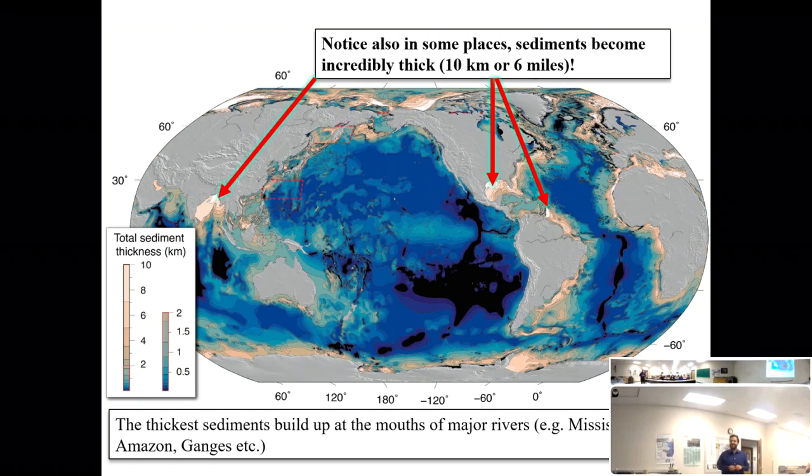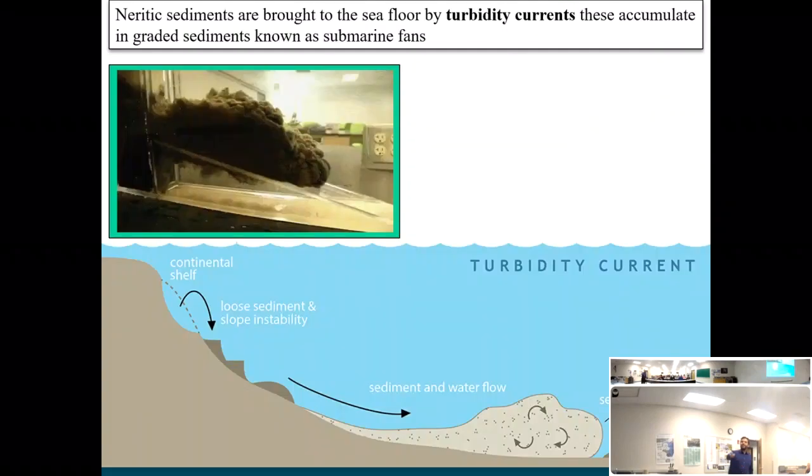It says the thickest sediment buildup is at the mouths of major rivers like the Amazon and the Mississippi and the Ganges. So does everybody see this cloud of rushing sediment going down a slope? That is kind of a model of turbidity currents.